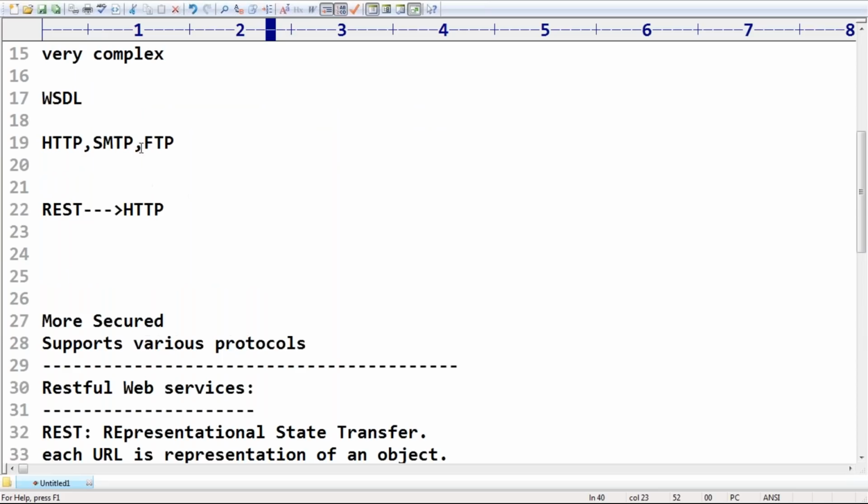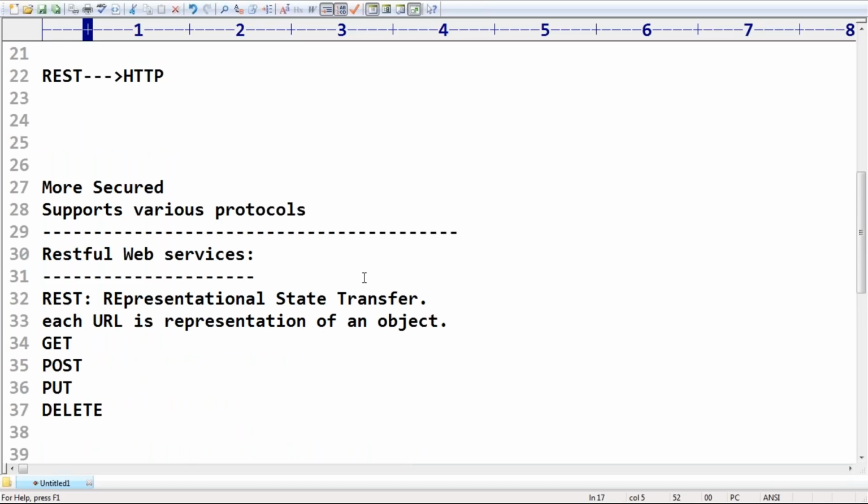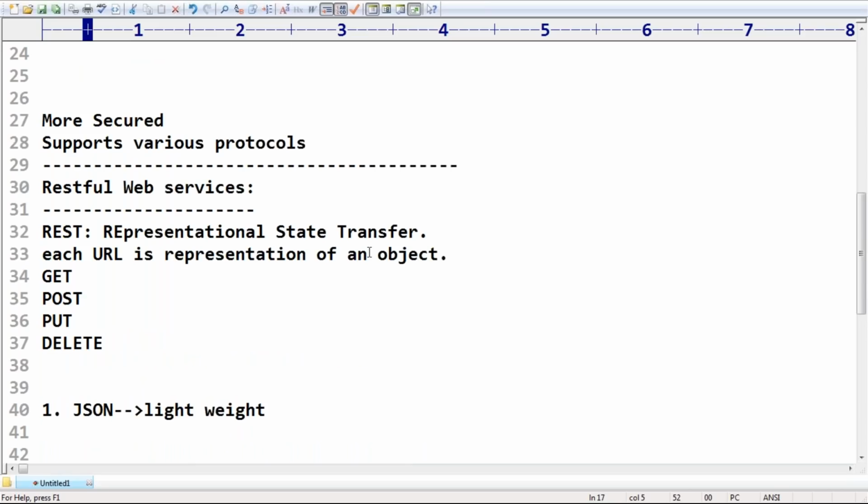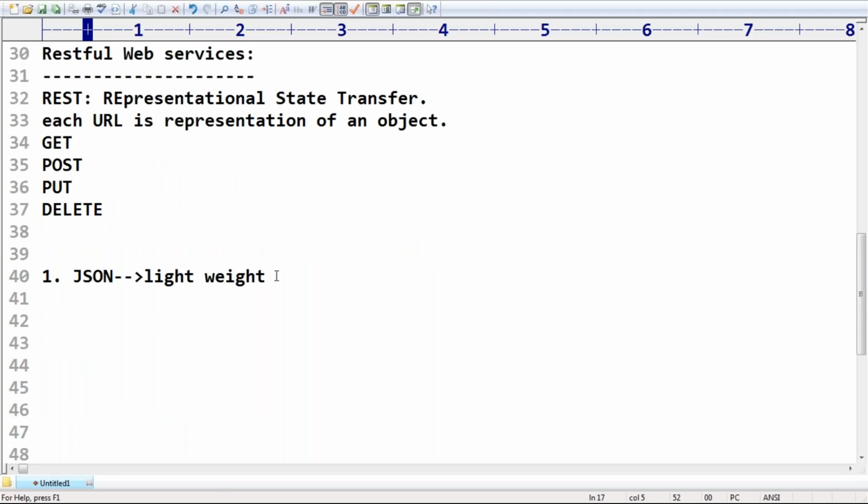Okay, next, we have to expose our services. Some special language must be required in SOAP. What is that special language? WSDL, Web Service Description Language, must be required. But here, no such type of requirement. Directly we can expose our web services by using URLs. We can expose directly. No special language like this is there. So lightweight, and after that, less bandwidth requirements. Next, high performance.